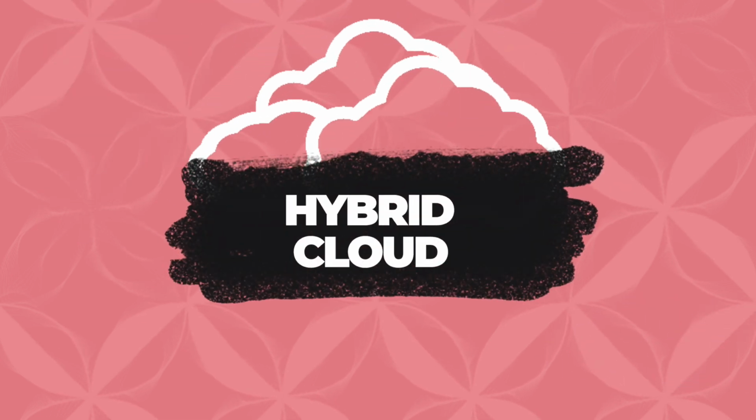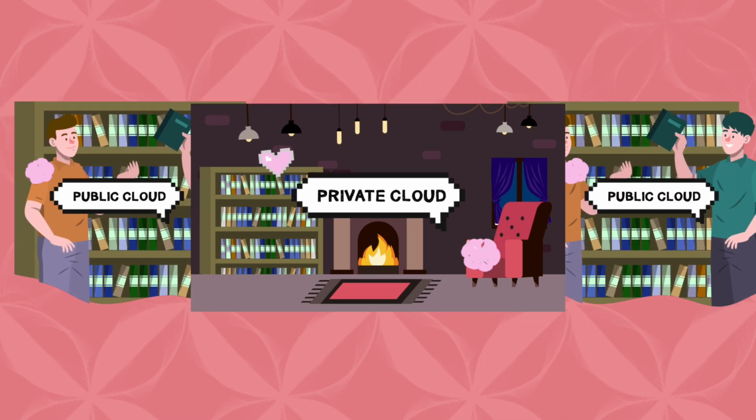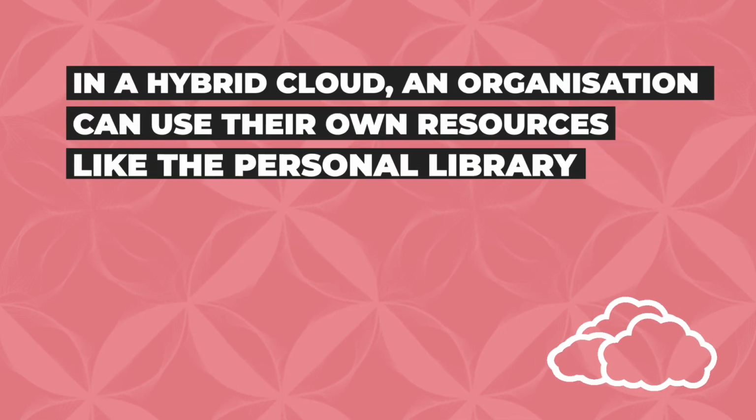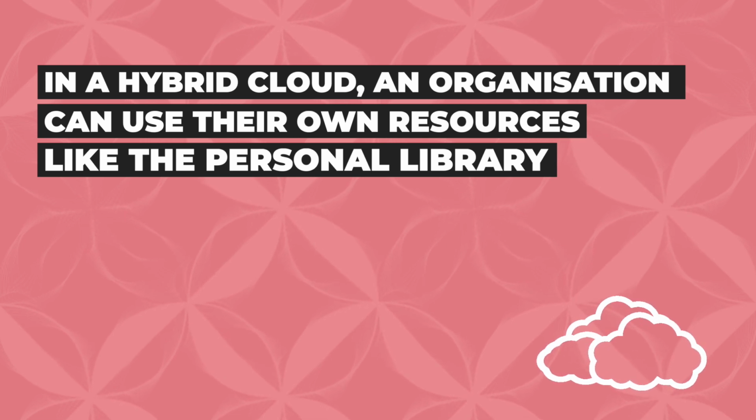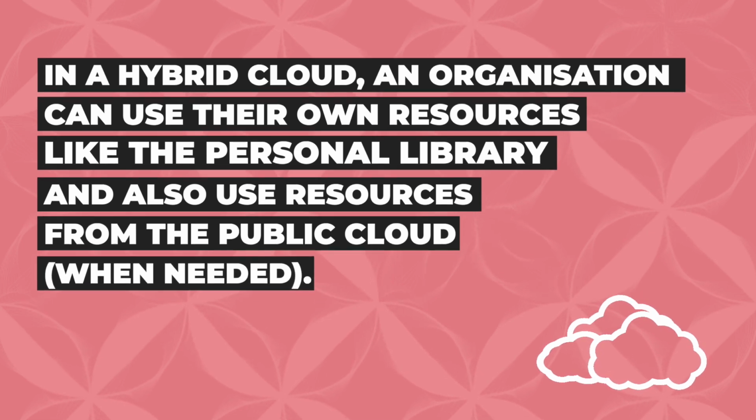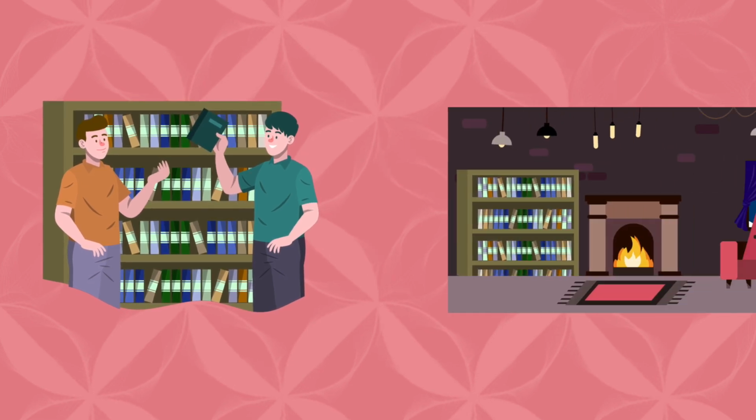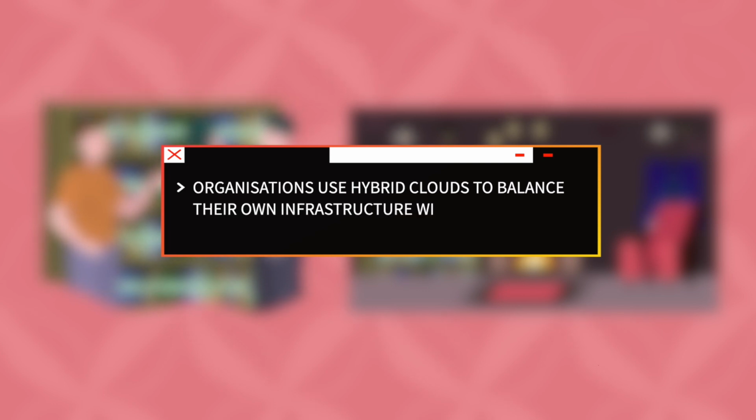Hybrid cloud. Let's say you have both a personal library and access to a public library. A hybrid cloud is like using a combination of both. In a hybrid cloud, an organization can use their own resources, like the personal library, and also use resources from the public cloud when needed. It's like having the convenience of a public library when you need more books, and then still having your own personal collection. Organizations use hybrid clouds to balance their own infrastructure with the flexibility and scalability of the public clouds.